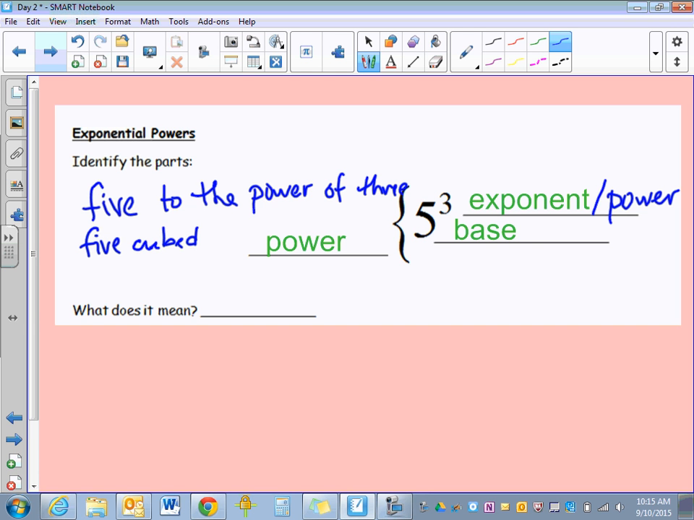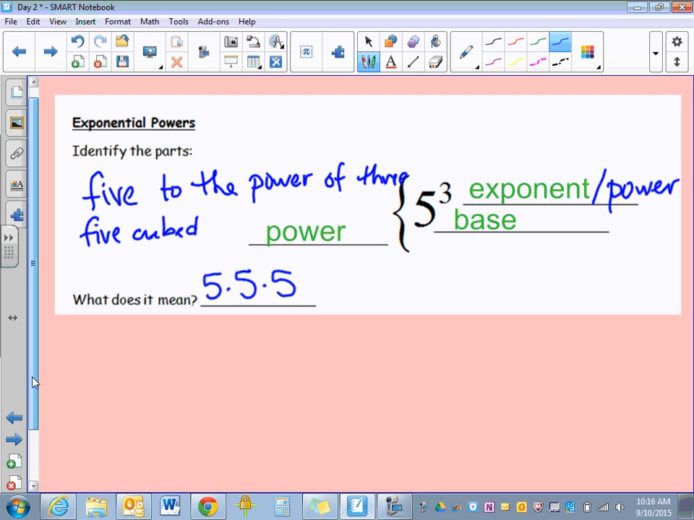Who knows what this means? 5 cubed. What is this the same thing as? What does it mean when you have an exponent? Okay. 5 times 5. Exactly. So what we're doing here is we have 5 times itself 3 times. So 5 times 5 times 5. This power represents how many times you're multiplying that number by itself. Alright, so let's go ahead and evaluate this. 5 cubed.